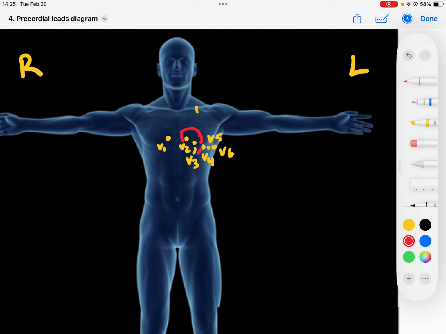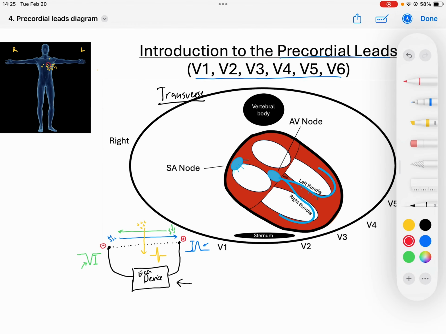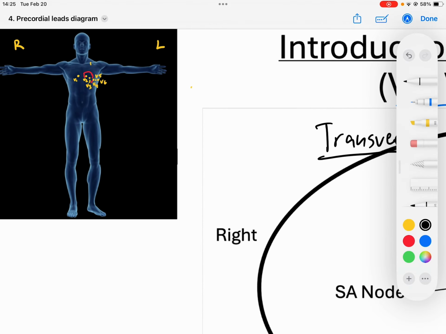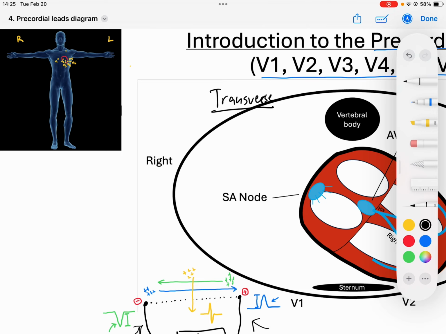Remember that we said that in order to create a lead, we need a positive electrode and we need a negative electrode to do that, okay? Now, all of these V lead electrodes are going to be the positive electrode. And we're going to talk about where the negative electrode is.